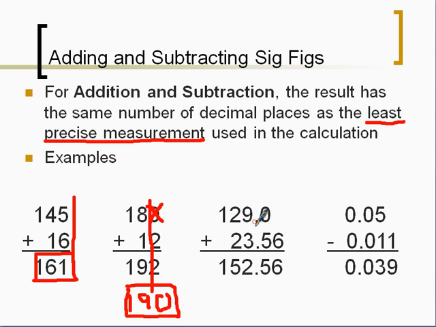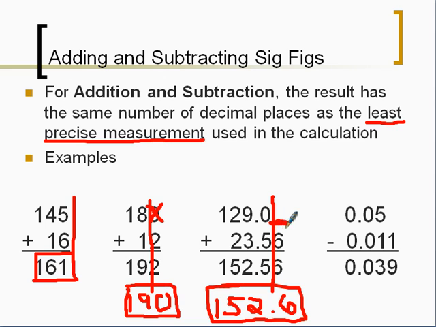Here in the third example, we got 129.0. It's 4 sig figs because it's got a decimal. The second, 23.56, has 4 sig figs. Nothing to worry about zeros there. So when you add them, the least precise measurement is in the tenths place. So I'm going to draw a line. And when I add them, it's going to be 152.56, but I have to cut off at the tenths place. So that 6 is going to round, so 152.6 would be my answer for this problem.